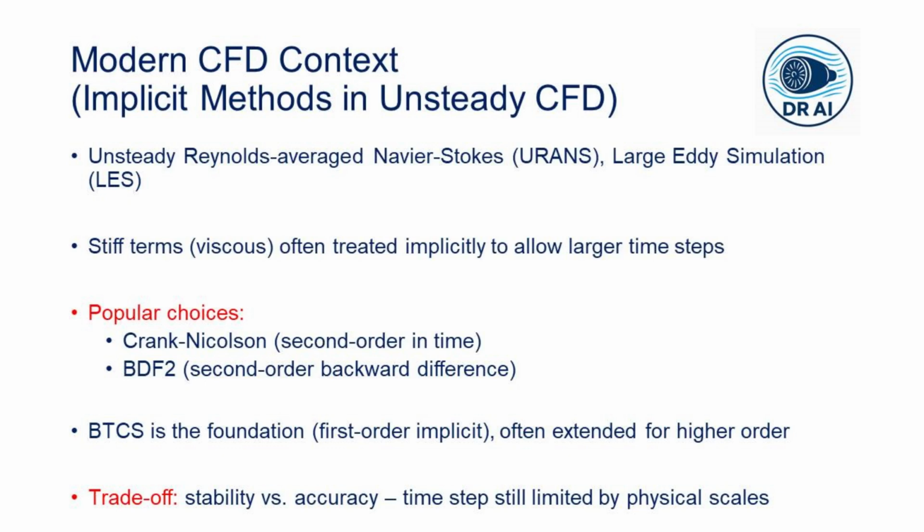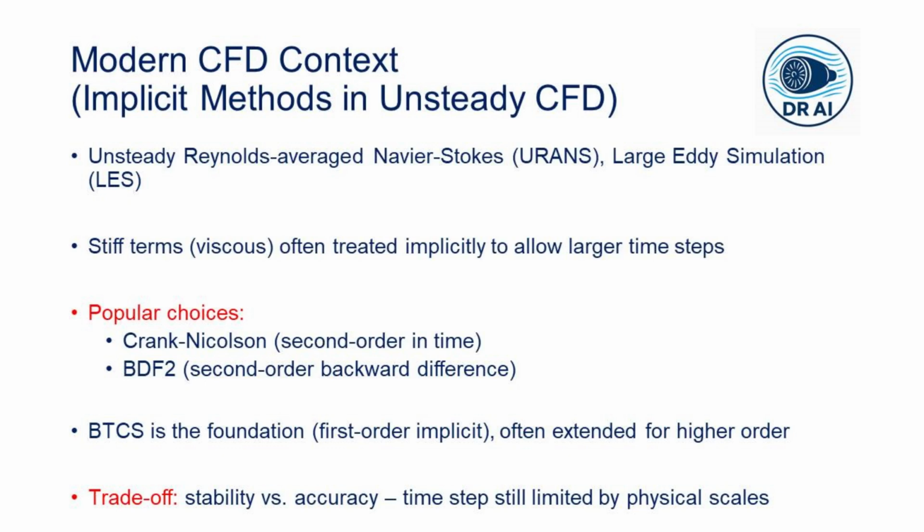So in modern computational fluid dynamics, we often simulate unsteady flows using methods like unsteady Reynolds averaged Navier-Stokes, which is abbreviated as URANS, or large eddy simulation, which is abbreviated often as LES. So in these approaches, the governing equations are time dependent, and implicit time integration is often preferred because the physical timescales can be much larger than the numerical stability limits of explicit schemes. However, accuracy still demands that the time step be small enough to resolve the important unsteady phenomena.